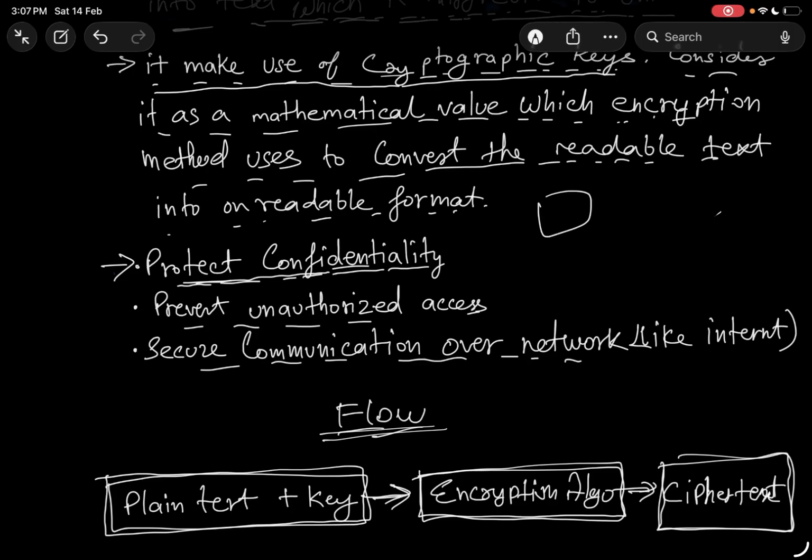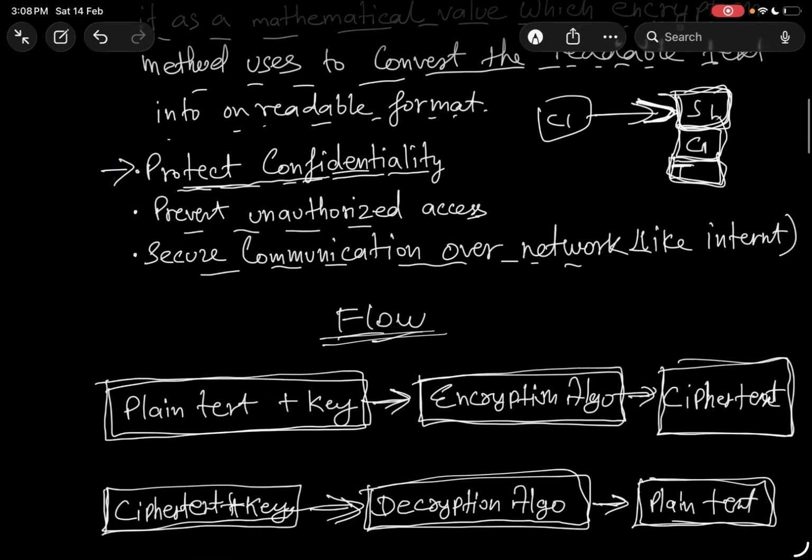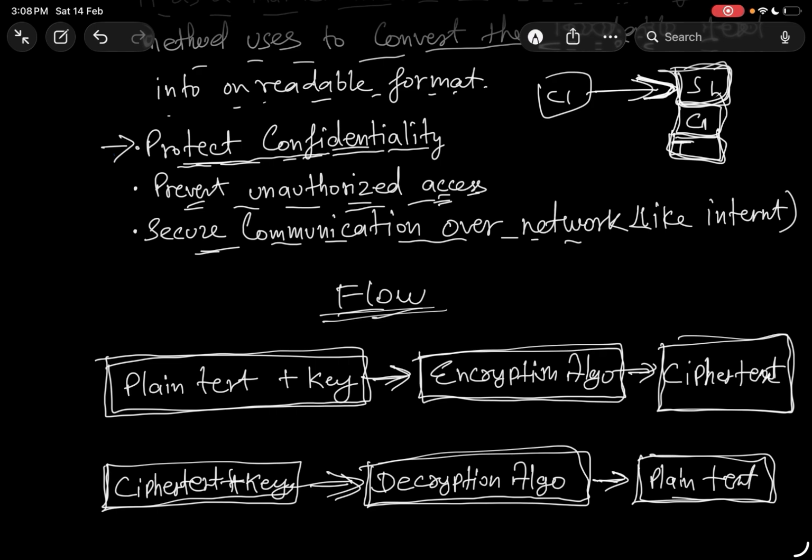That means if client 1 is sending data to a server, how will the server know that the data is coming from client 1, or whether this data has been tampered with or not? So that's why we use encryption. We encrypt the data we send to server 1. Now when server 1 decrypts the data, it will know the data is not tampered and it is coming from client 1. The second is to prevent unauthorized access. And the third is secure communication over a network.